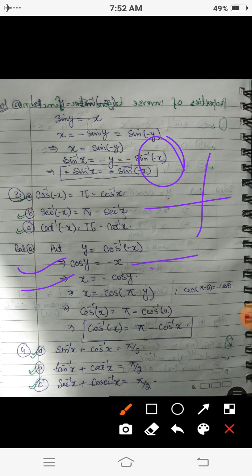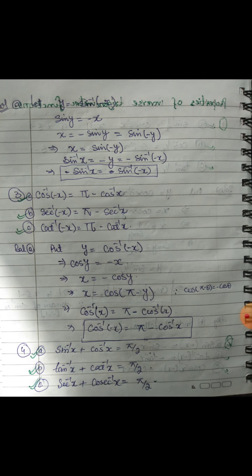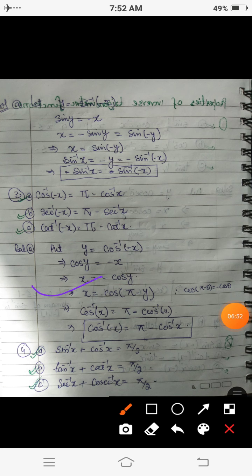So here, how to write this minus cos y? It is simply cos of pi minus y, because cos of pi minus theta, that is 180 minus some angle, is always negative. Then by taking cos inverse, cos inverse of x is pi minus y, which is pi minus y, where y is cos inverse of minus x. Or by transposing, it is simply cos inverse of minus x is pi minus cos inverse x.